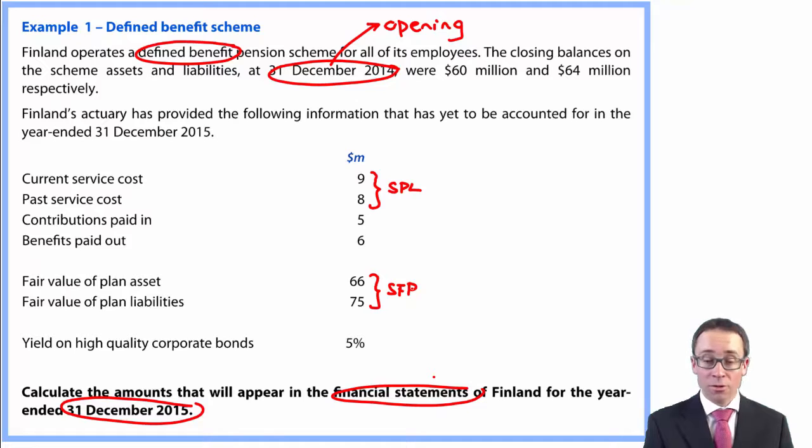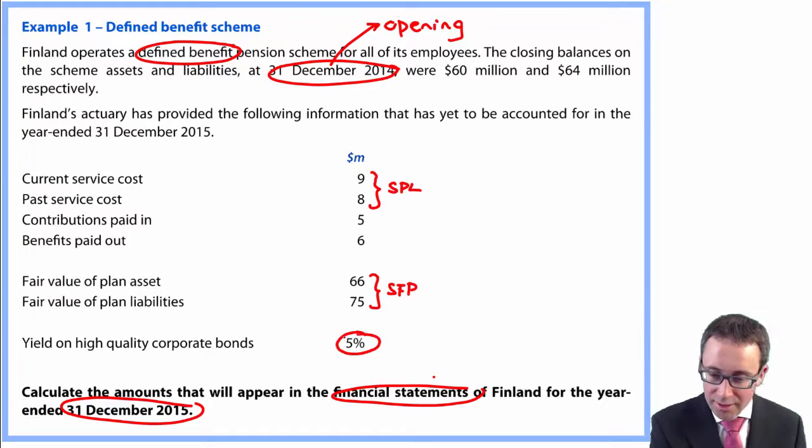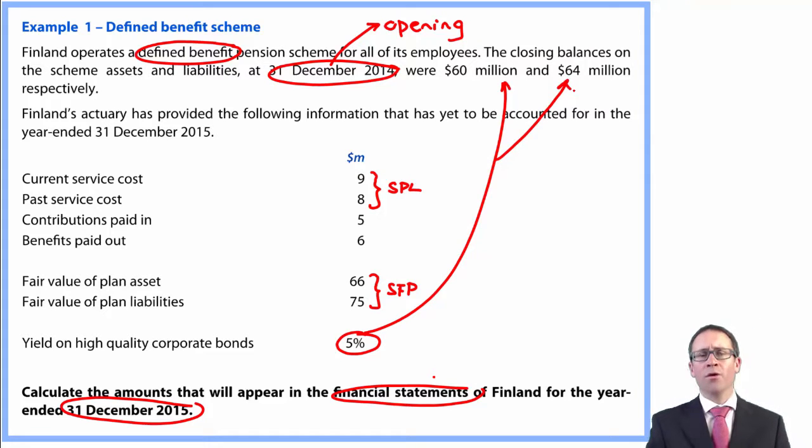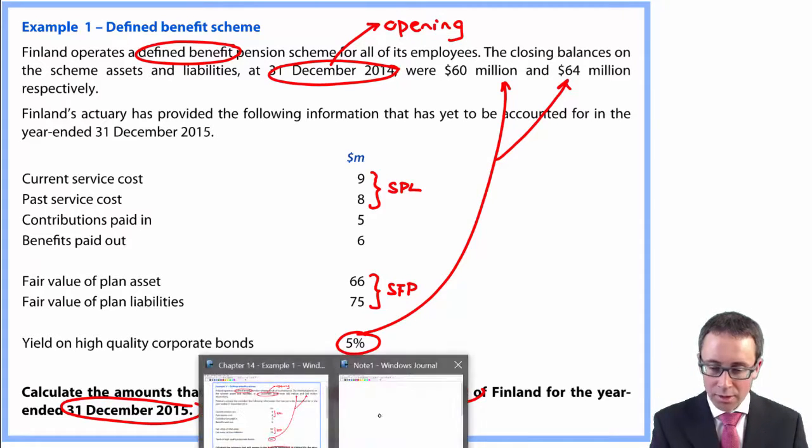So they are the closing figures. And then the yield on high quality corporate bonds. So that's the 5%, isn't it, that you will apply to the 60 million and the 64 million to work out the return on assets and the interest. So there's quite a lot to go through there and consider. It's important that you're happy with the pro formas.